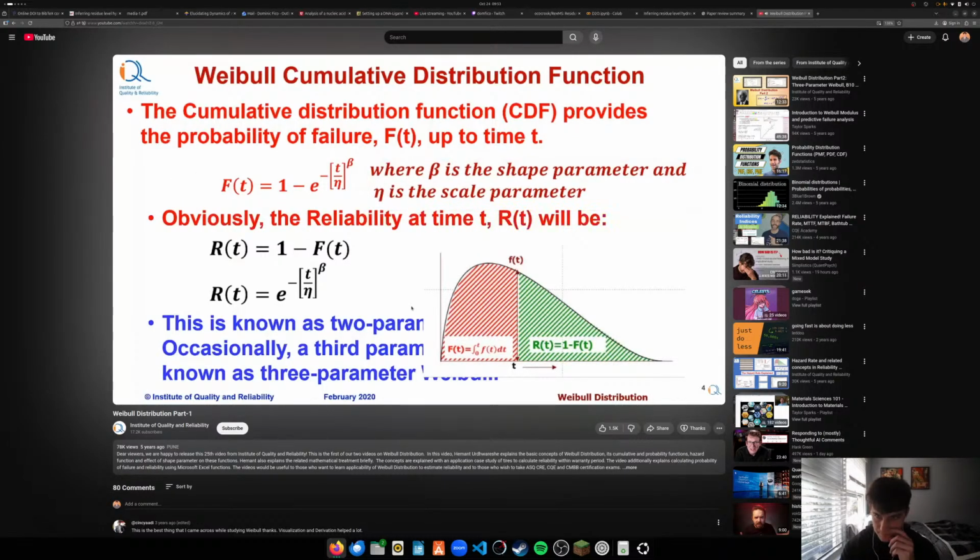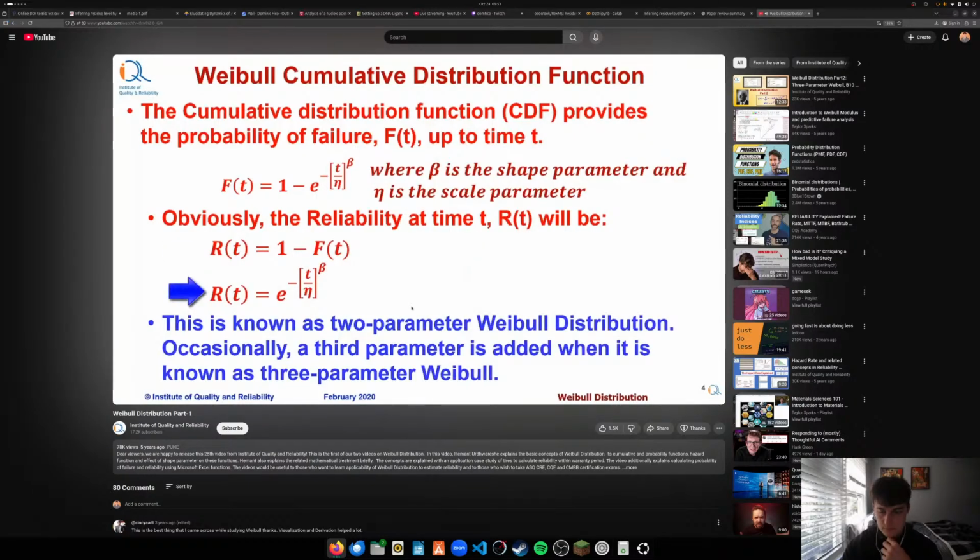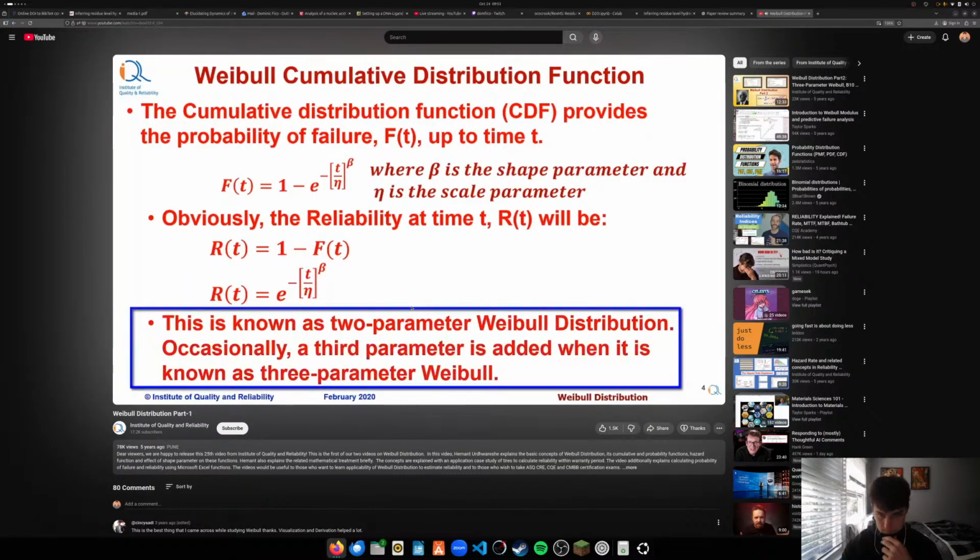Obviously, reliability at time t will be 1 minus F of t, and therefore R of t will be equal to e to the power minus (t upon eta) raised to the power beta. This is known as the 2-parameter Weibull distribution. Occasionally, a third parameter is added, when it is known as the 3-parameter Weibull.